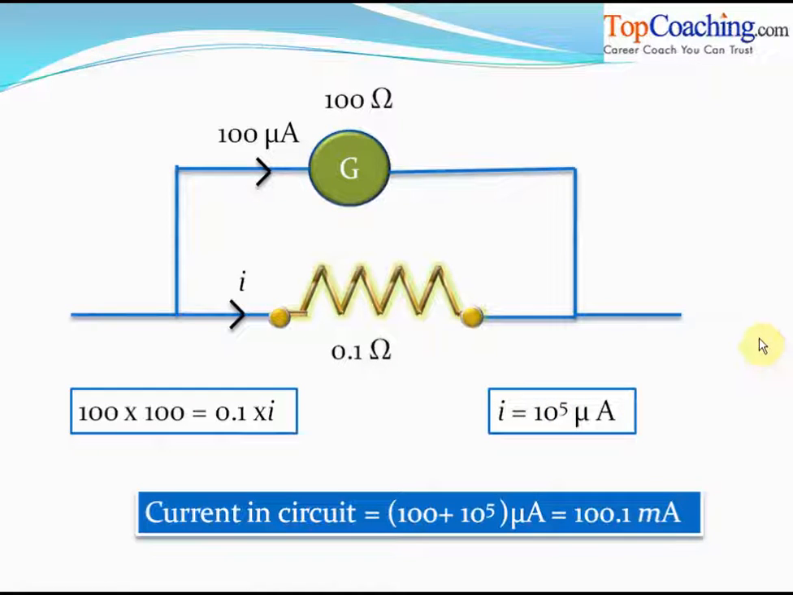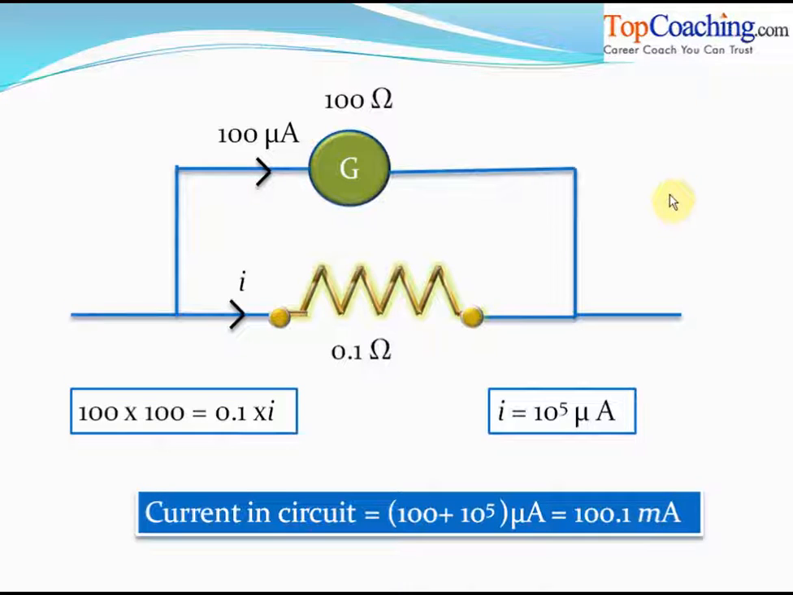Understood? This problem might seem a bit complicated, but all that it really involved was applying Ohm's law. That's all we did, isn't it? All you need to really understand to solve all kinds of voltmeter and ammeter problems is that in case of an ammeter, a shunt resistance is connected in parallel with the galvanometer, and in case of a voltmeter, a resistance is connected in series with the galvanometer.